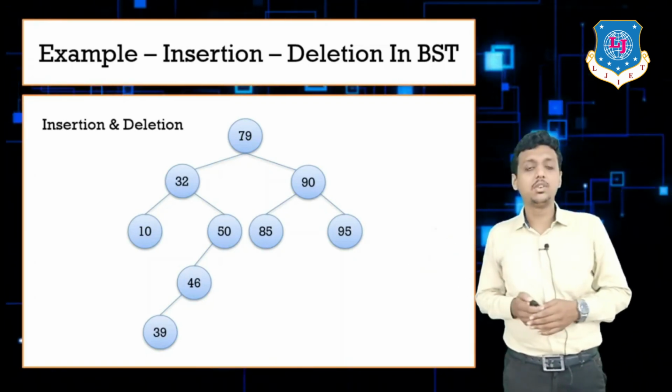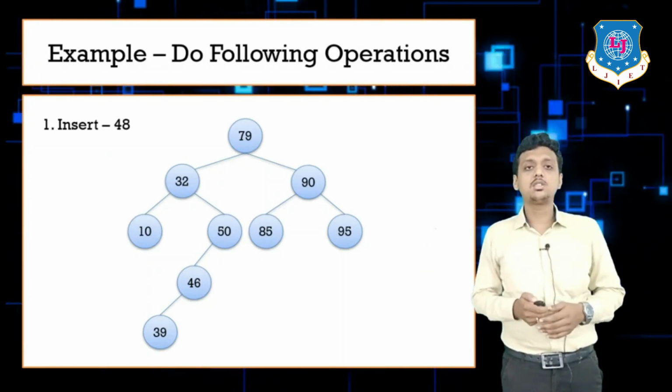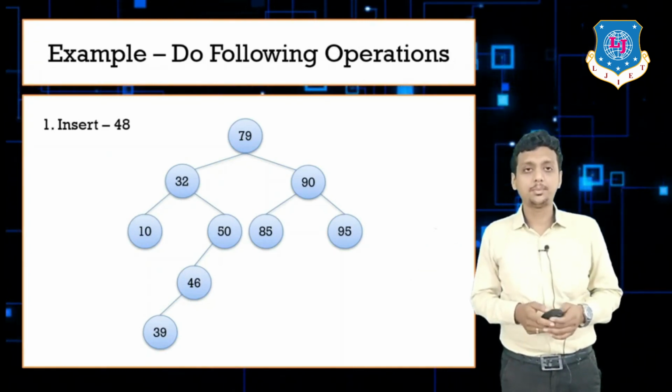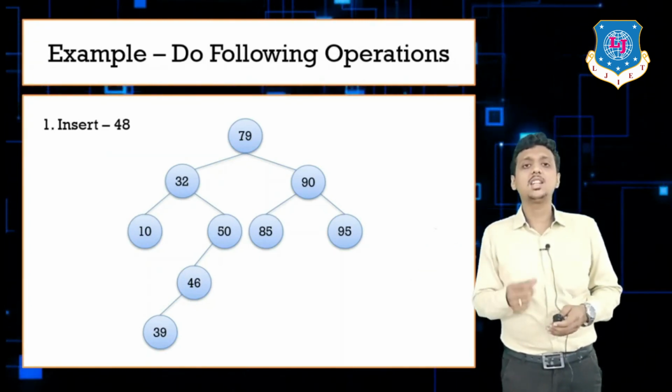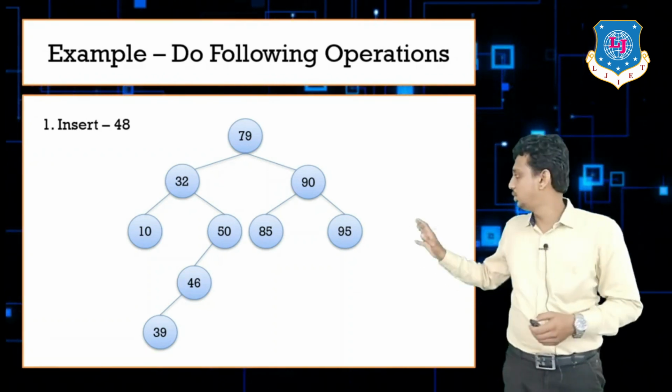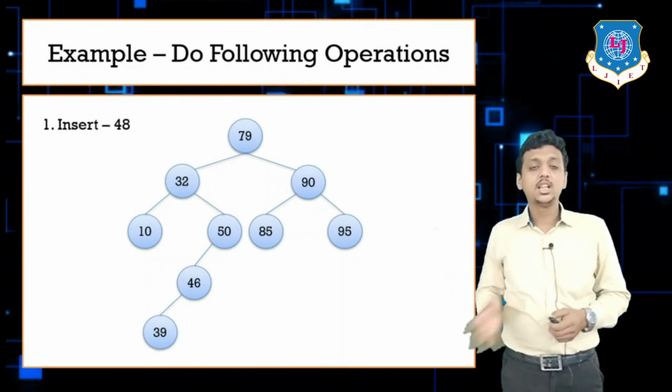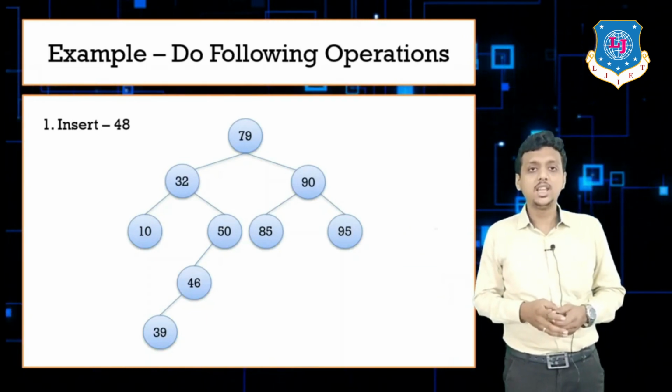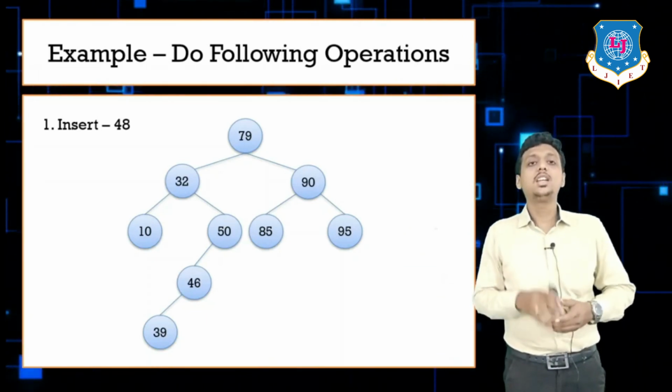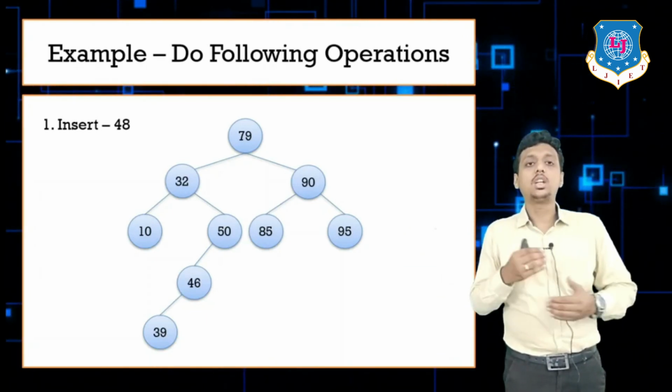If this is the given tree, then the first question is insert 48. First you just need to draw this figure, then write insert 48, and then show the answer after inserting 48.